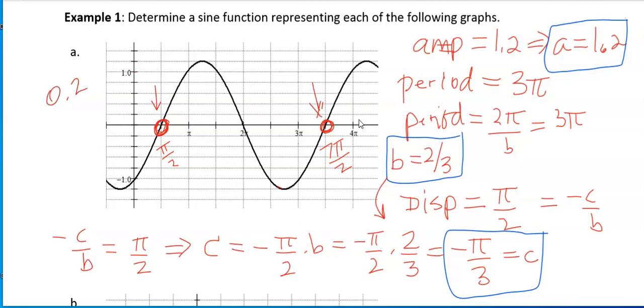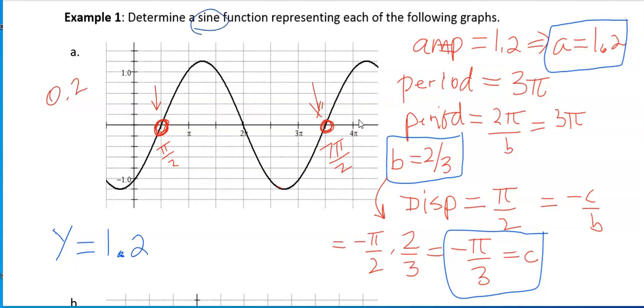So let me just clear up a little bit of room here. Maybe I'll clear up a lot of room. But now I can write down what my equation is, you see. So I'll use blue ink for the actual final answer. So here's my final answer, everybody. Y equals, now A was 1.2. You could use a fraction if you want.